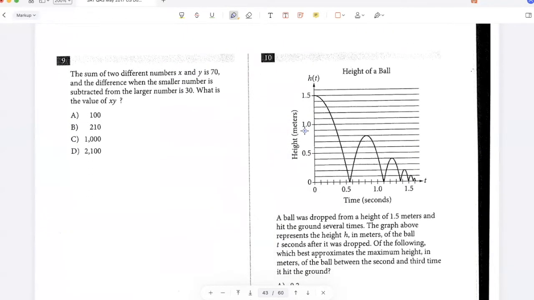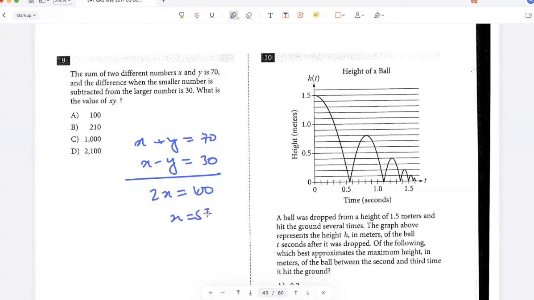The sum of two different numbers, x and y, is 70, and the difference when the smaller number is subtracted from the larger number is 30. What is the product of x and y? So x plus y is 70 and x minus y is 30. So 2x is 100, so x is 50 and y is 20. So what is the product? 1000.